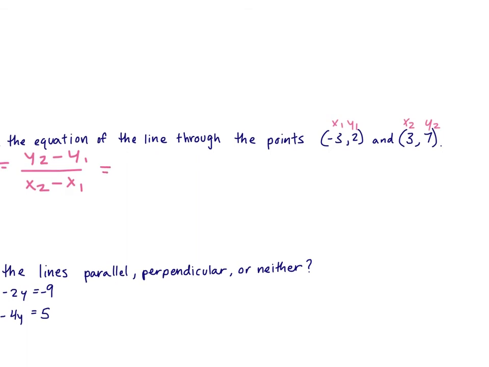So we have 7 minus 2 on top and 3 minus -3 on the bottom. 7 minus 2 is 5. 3 minus -3 is 6. So our slope is 5/6.